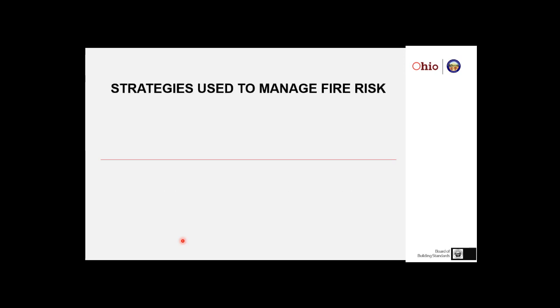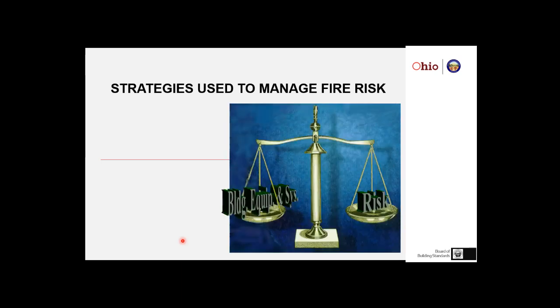Now, some of the strategies used to manage fire risk are laid out in our building code as well. It's a balancing situation, as we discussed earlier. We're trying to balance all of these risks by offsetting them with additional safety equipment, such as fire protection systems, smoke removal systems, and so forth. But there is a strategy built into the building code where, depending on the occupancy of the building, we determine whether it's safest to get people out of the building.